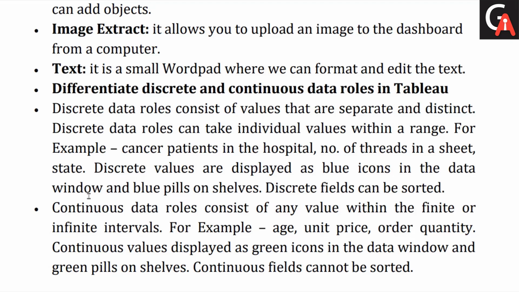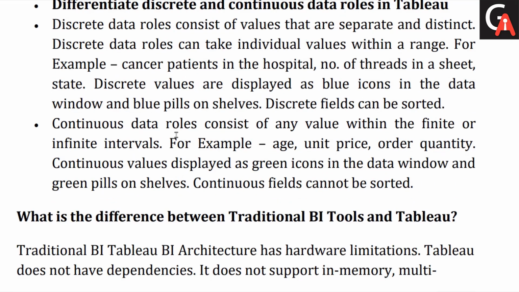Discrete data fields can be stored in dimensions or measures. Then we have the continuous role, which consists of any value within finite or infinite intervals. For example, age, unit price, order quantity. Continuous values are displayed as a green icon in the data window and a green pill in the shelves. Continuous fields cannot be stored as dimensions and you will find this type of data in the measure field.